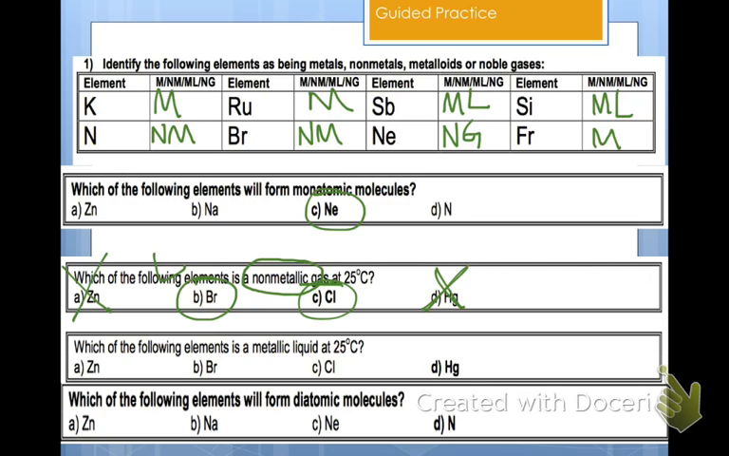Which of the following elements is a metallic liquid? Let's take the same approach. Metallic, bromine's not metallic, chlorine's not metallic. And again, you've got to know these 2 by name. Mercury is your metallic liquid.